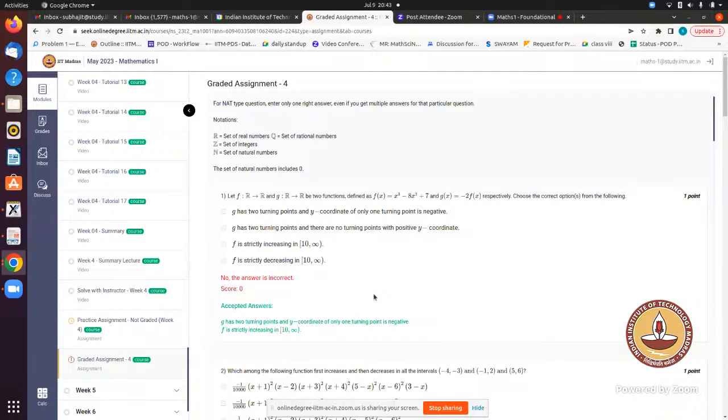It is not wrong. It is asking about f, right? And f is strictly increasing in the interval. What if 10 is not included in the interval? Then also it will be strictly increasing. Not including the bracket does not change it, because from 10 onwards it is an increasing function, and 10 is acting like a boundary of that increasing interval. If someone gives it as 11, then also it is fine. The graph is increasing. Okay, sir.